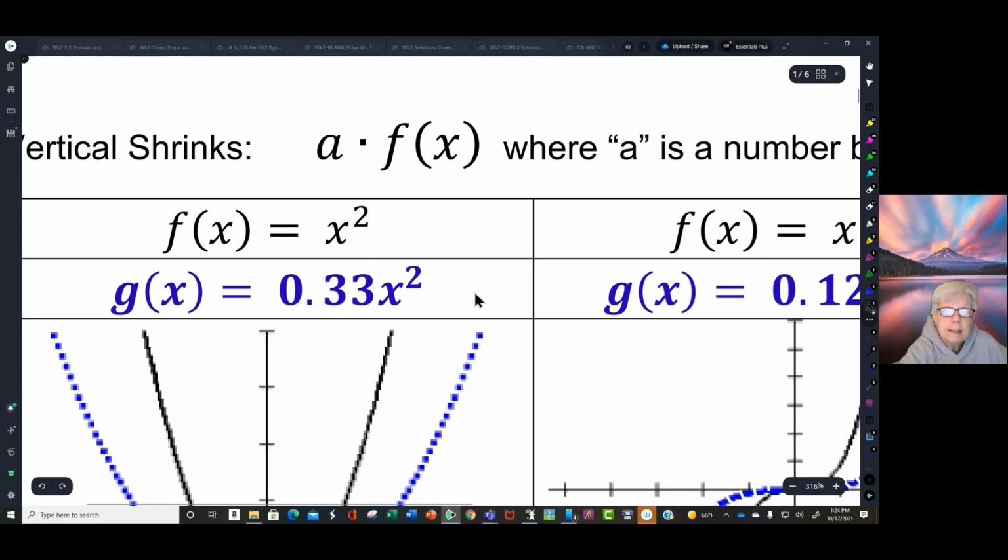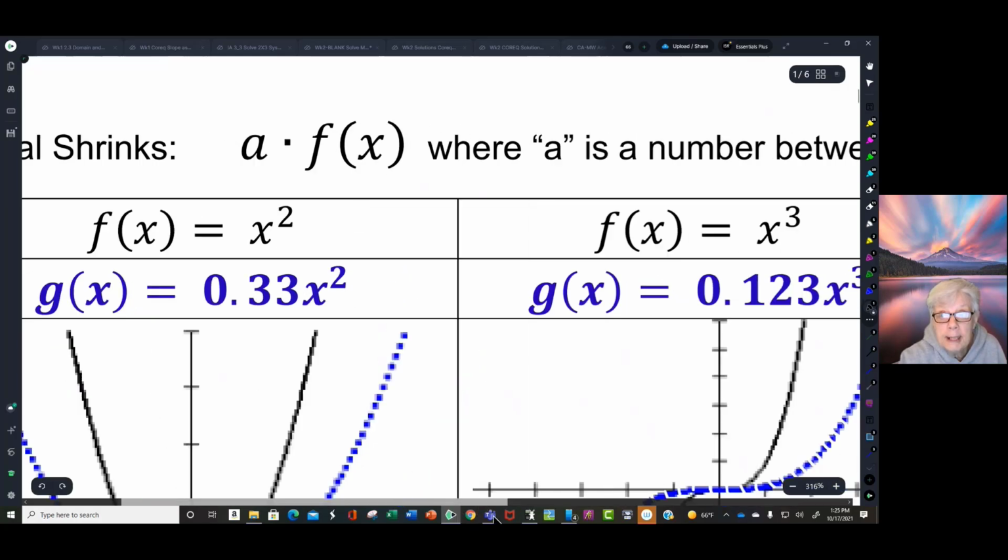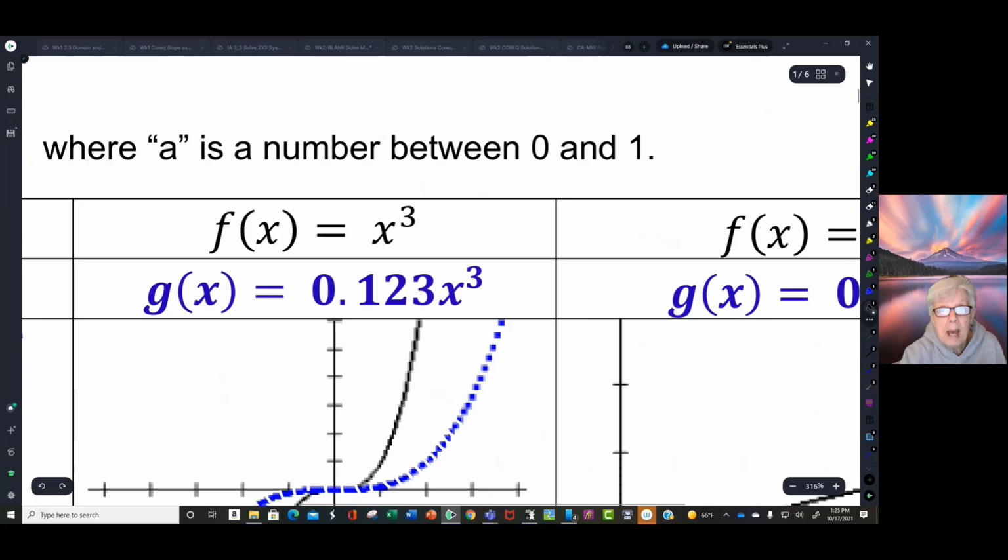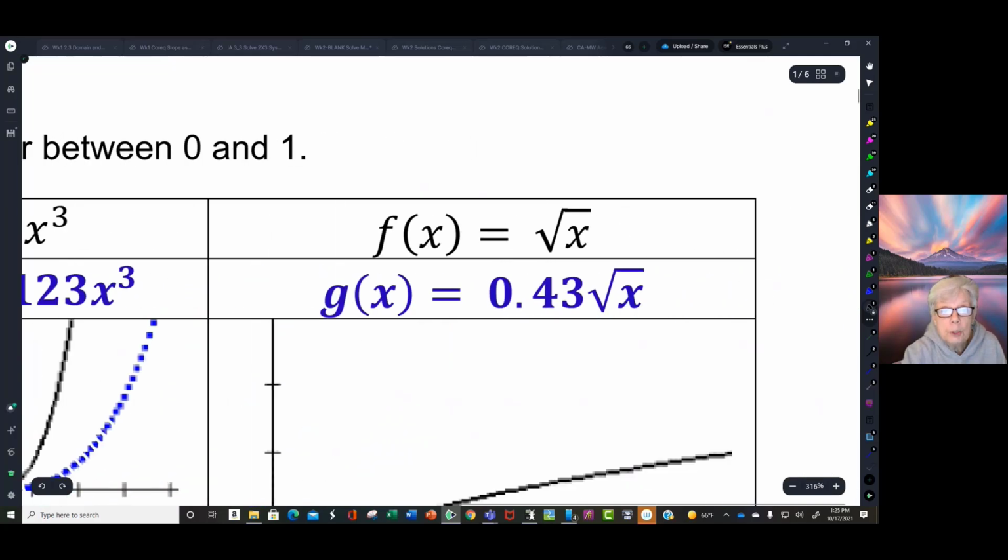Our shrink consists of multiplying the basic graph by a number between 0 and 1, and 0.33 is definitely between 0 and 1. And here I have that written for you up here in English, rather than in math language. In math language, we would be saying that A is strictly between 0 and 1, not equal to 0, not equal to 1.